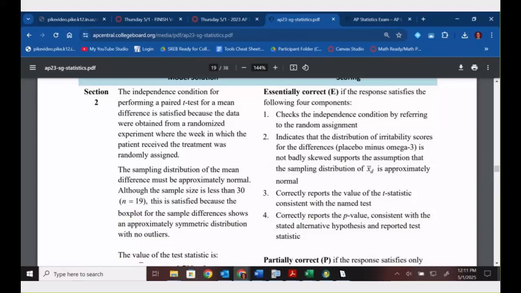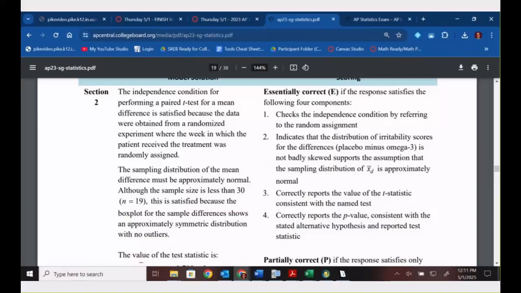Checks the independence condition by referring to the random assignment. So you have that checked off, random assignment, preferably quoting directly from the text. Indicates the distribution of irritability scores for the differences, placebo minus omega-3, is not badly skewed. Supports the assumption that the sampling distribution of X bar diff is approximately normal.